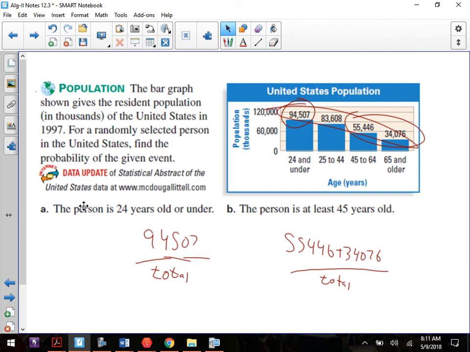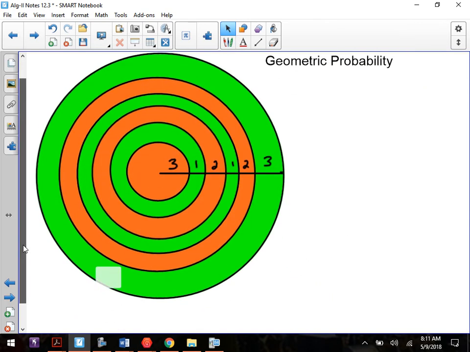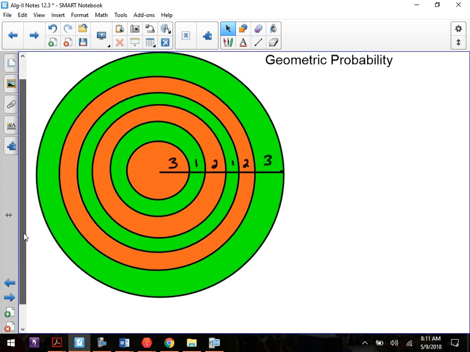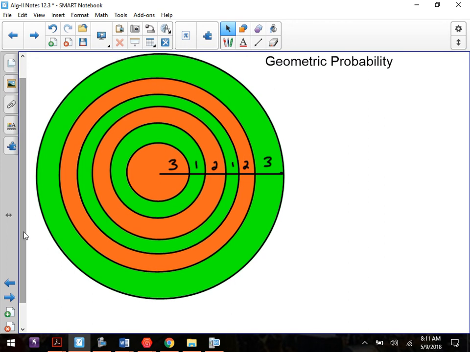But we also do this. Geometric probability. This is not the unit circle, this is geometric probability. When you deal with geometric probability, you're looking for, remember we talked about this before, it's favorable area over total area.